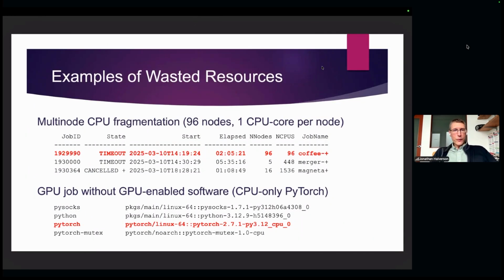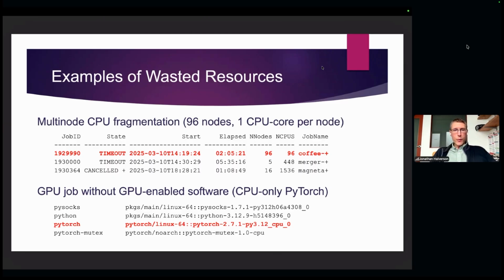Typical examples of wasting resources. These are both real world. The first one is showing an instance of what we call multi-node CPU fragmentation. This is probably a beginner, and instead of allocating 96 CPU cores on one node, they allocated 96 nodes and one CPU core per node. And they did that for 2 hours. And so, of course, any job trying to use all the cores on a node while this was running on those 96 nodes was completely prevented.